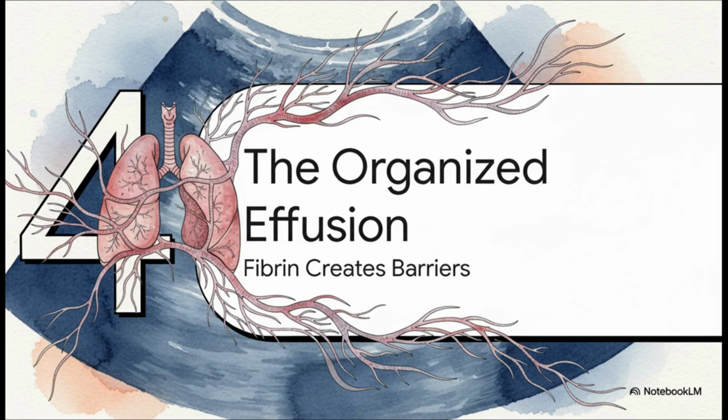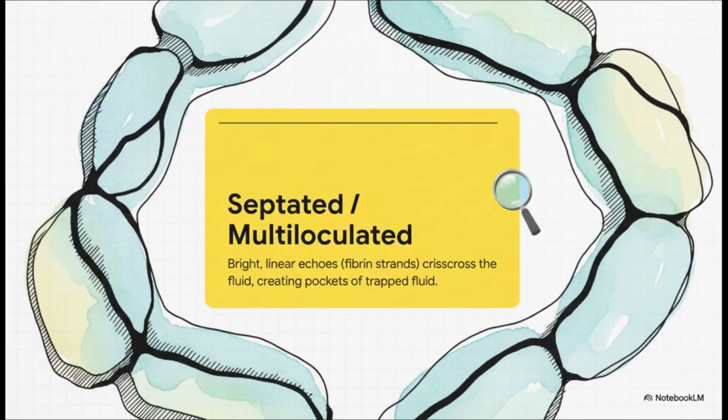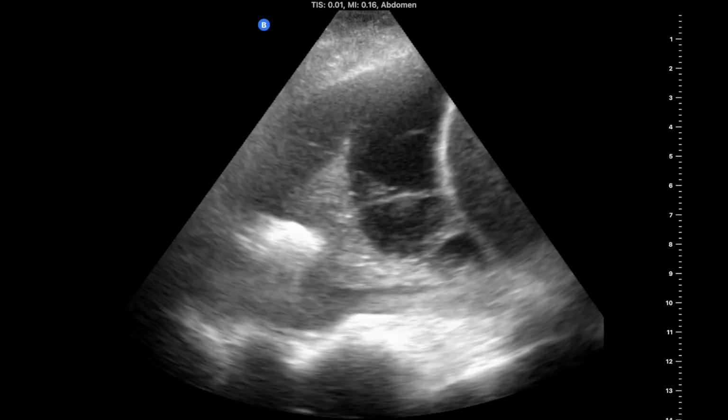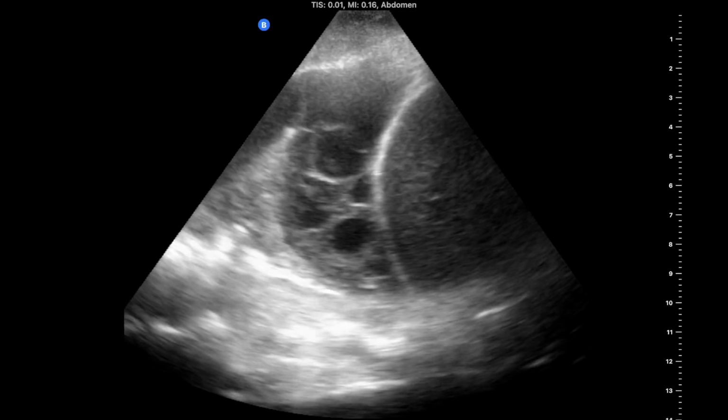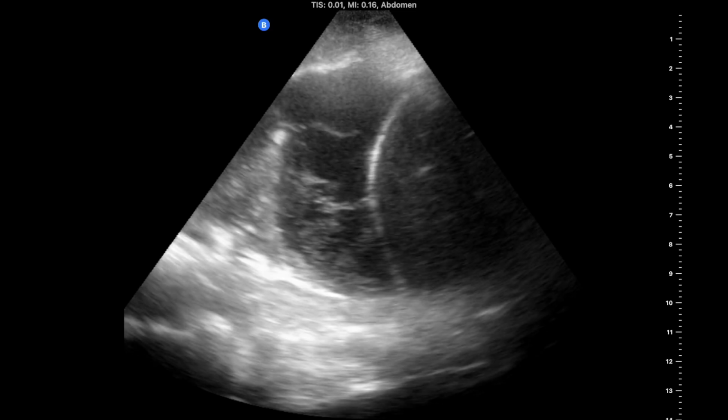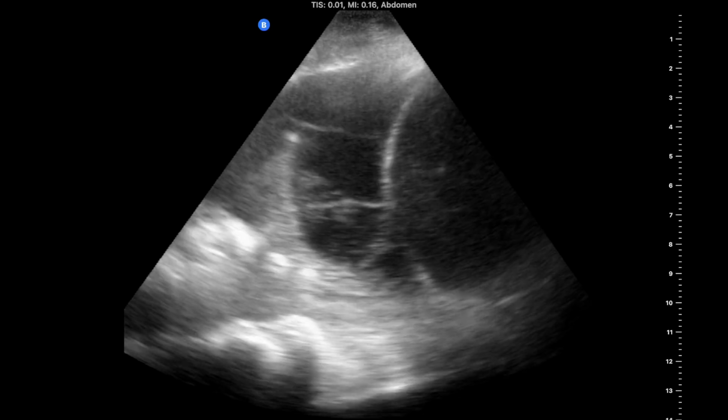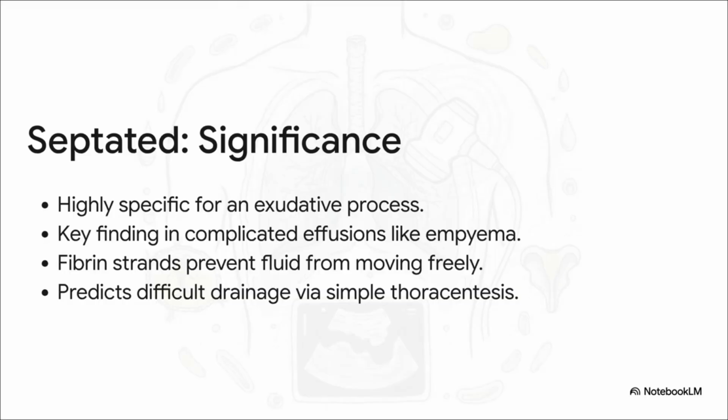This is what happens when the inflammatory process goes into overdrive and fibrin starts building actual walls inside the pleural space. The hallmark here, the thing you cannot miss, are the septations. These are bright, linear echoes, thick strands of fibrin that stretch all the way across the fluid collection. They act like walls, chopping up one large effusion into many small, trapped pockets of fluid. This is what we call a multiloculated effusion. And the clinical significance of seeing this is enormous. It's highly specific for a complex exudative process, and it's a key finding in something like an empyema.